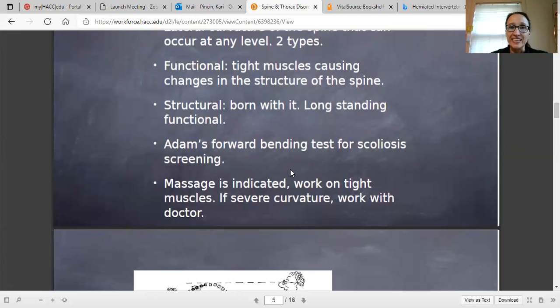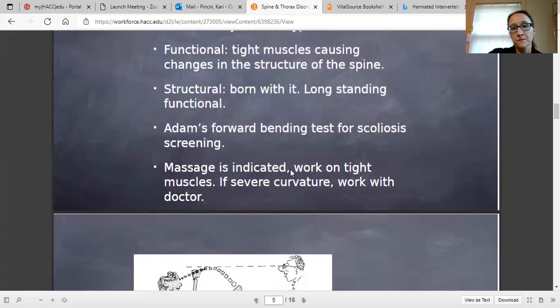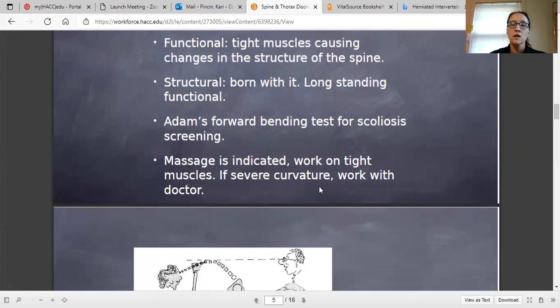Either way, massage is absolutely indicated. You're going to work on the tight muscles, and if it's a more severe curvature, you are going to have to modify how you do your work. So positioning is going to be important, making the table as comfortable as possible for someone with either mild scoliosis or severe scoliosis. Sometimes it's difficult to lay flat. And so you're going to have to just have rolled up towels or pillows in order to make them as comfortable as possible. Okay.